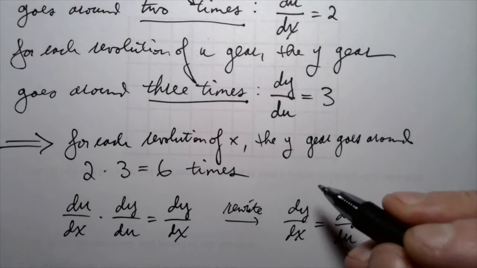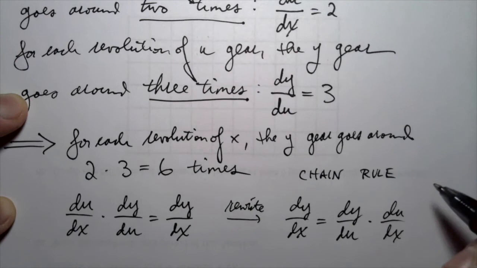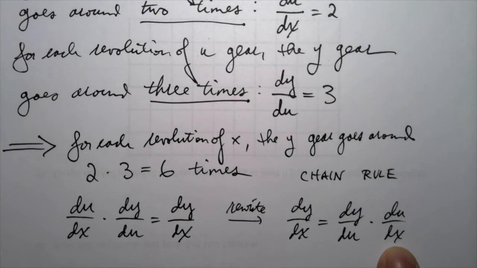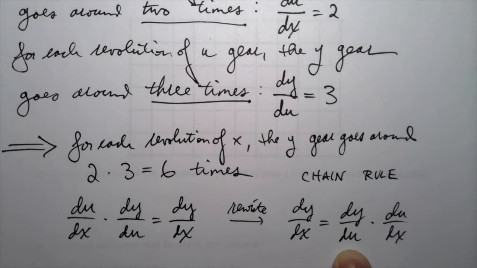So this example illustrates why the chain rule is true. If you have a two-step process going from X gear to U gear and then from U gear to Y gear, the rates of change early on in the process, the speed of that X gear, it's being amplified up. It's multiplicative. Changes in U with respect to X are multiplied by the changes in Y with respect to U to account for the overall rate of change of Y with respect to X.